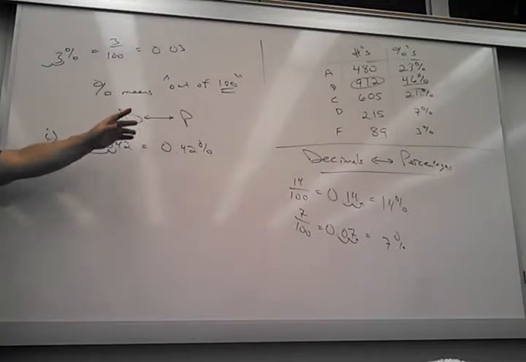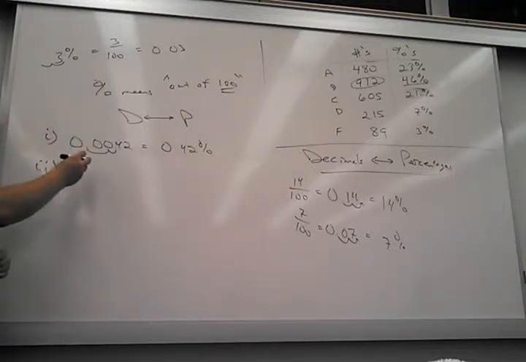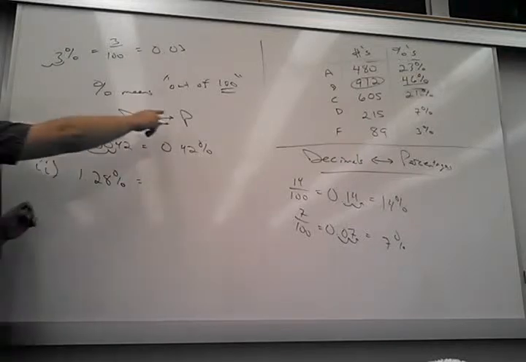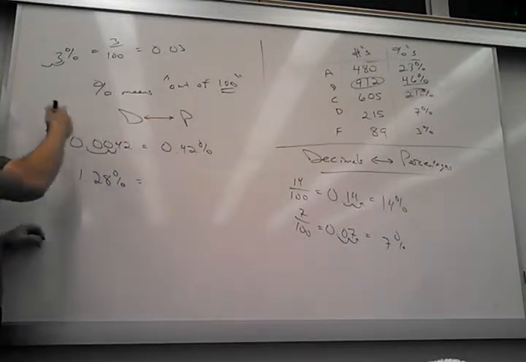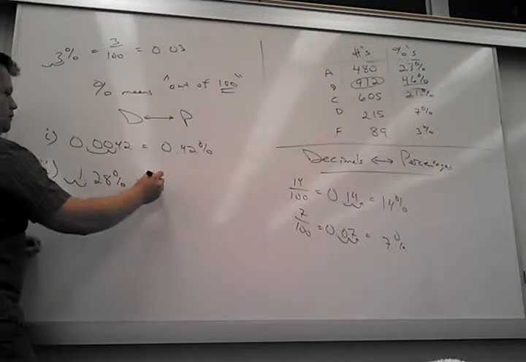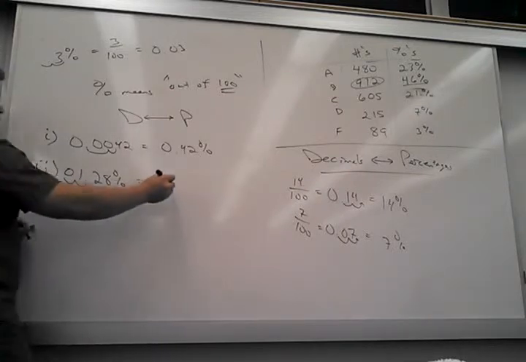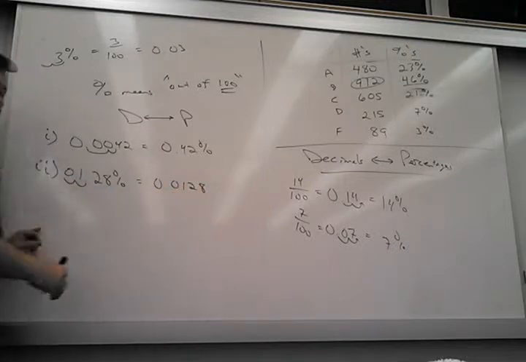Right? But if I had, what do you got, Jeff? 1.28%. Which way do I want to move the decimal place? Yeah, from percent to decimal is back this way. So once, twice. There's some zeros out there. Yeah, 0.0128.